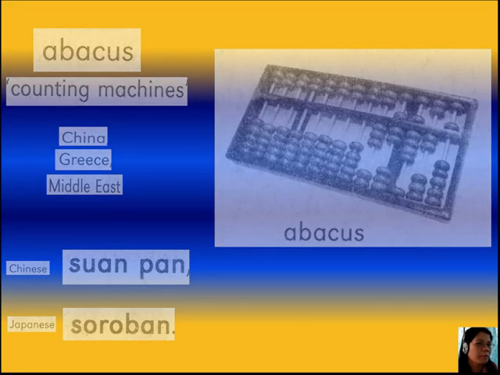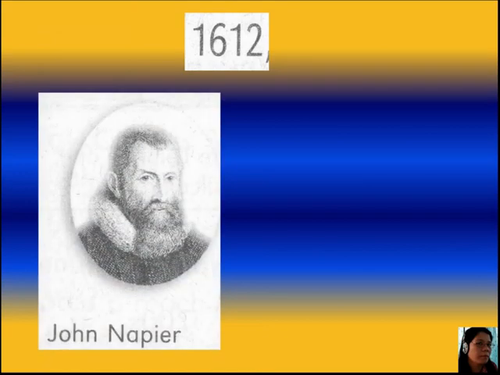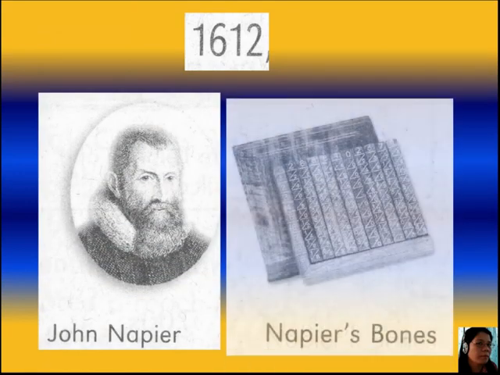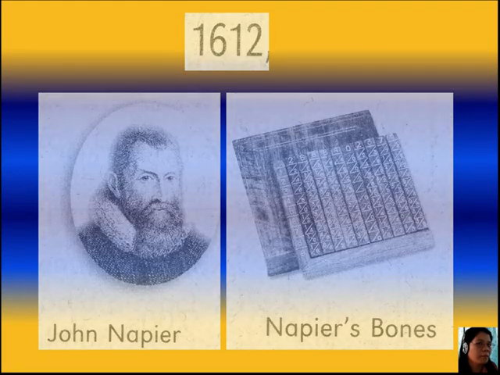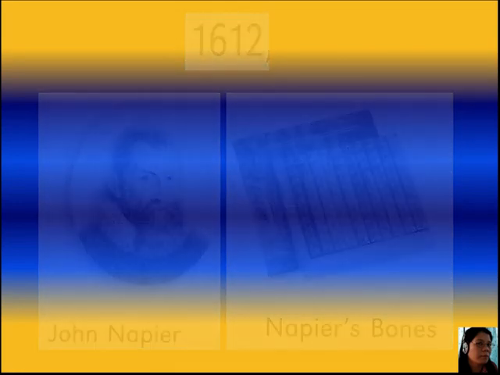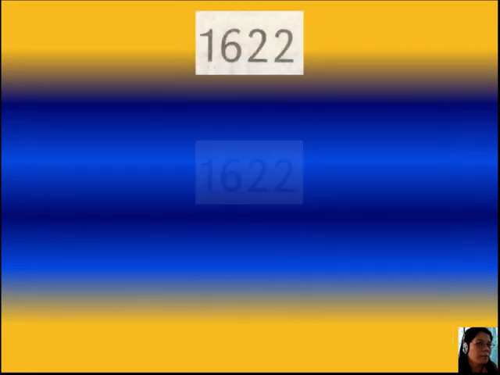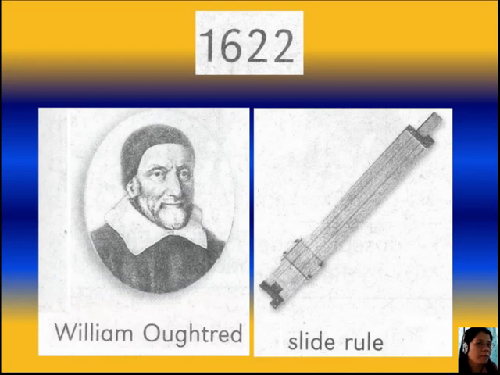In 1612, John Napier of Scotland invented Napier's bones. Napier's invention was used to multiply and divide numbers. It was the first machine to use the decimal point. In 1622, the slide rule was invented by William Oughtred. The slide rule was similar to a calculator and could accurately add numbers up to 3 digits.